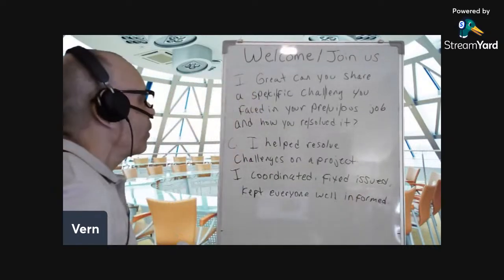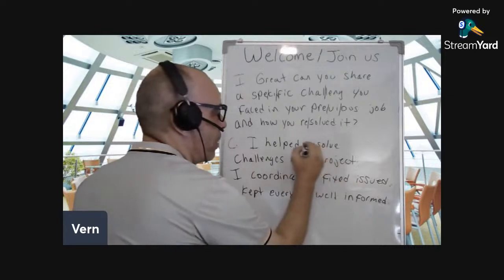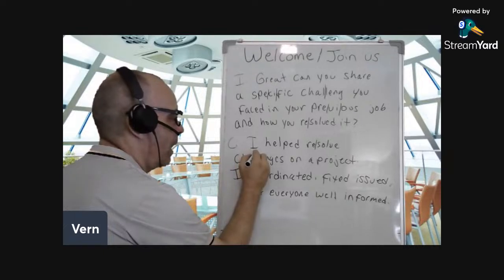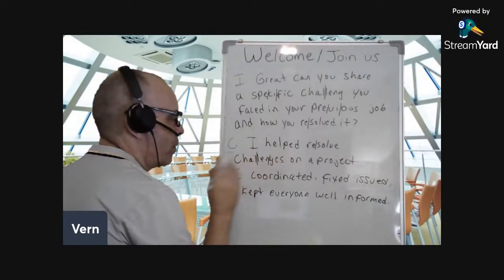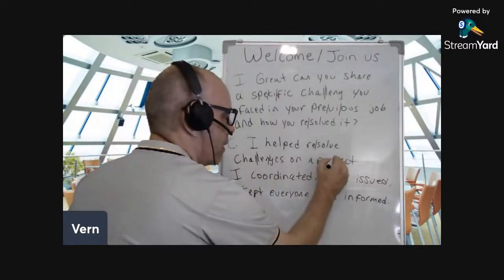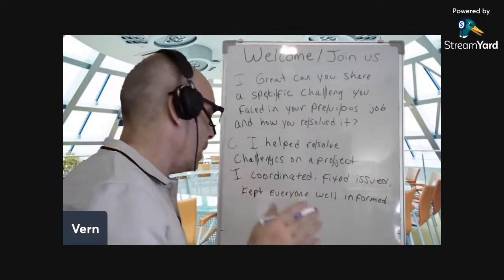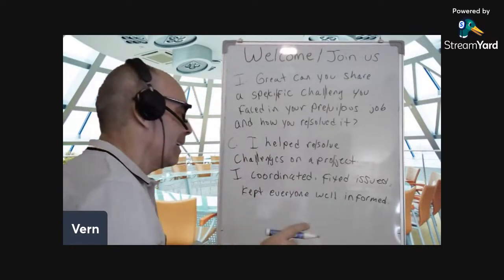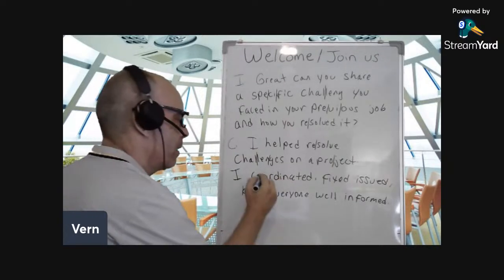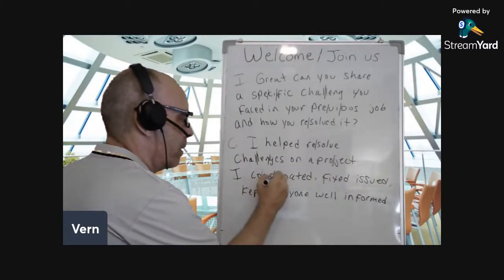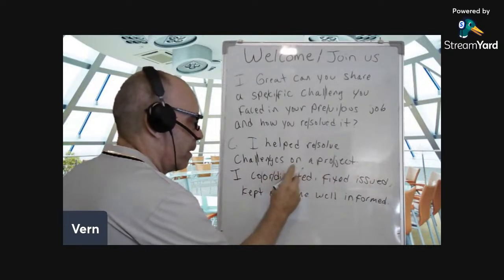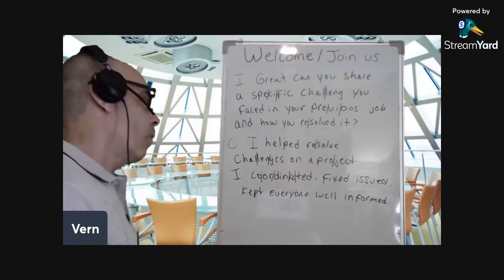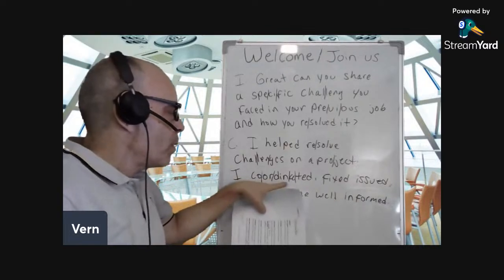All right. So let's find our syllables. I helped resolve, there's that Z sounding S, resolve challenges. Here are our syllables. Challenges on a project. I coordinated. Hear the changes? Coordinated. Push with the N twice. Coordinated. One N, but two pushes. Coordinated. All right, but it's just dinated. Coordinated. That's hard to say, so we push with the N twice.